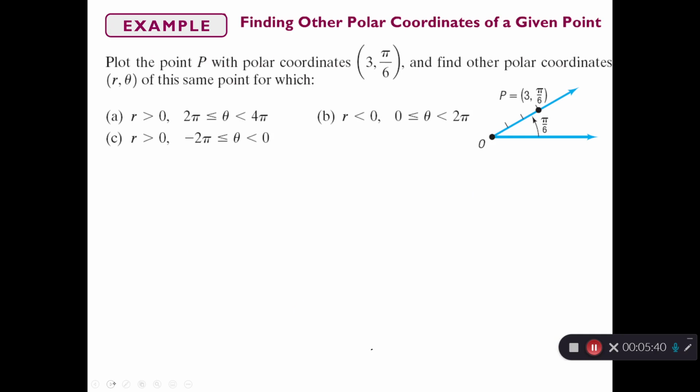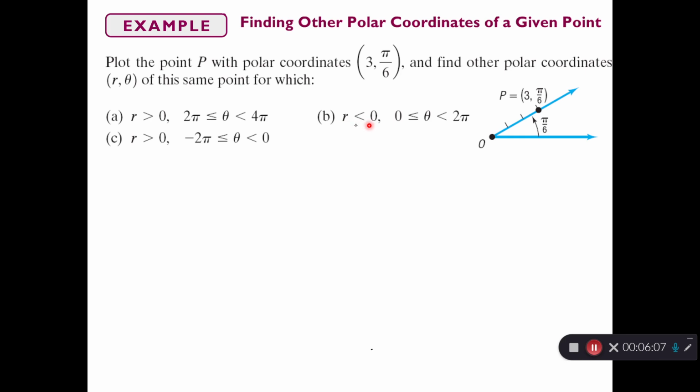All right, so here's an example. 3 comma pi over 6, right, which if you'll notice, I'm going to use my laser pointer, puts us right over here, right? Now the question is, give me 3 other number names that satisfy the given conditions. The first condition says r is greater than 0, theta is between 2 pi and 4 pi.